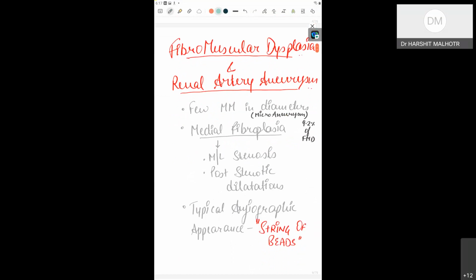Now, coming to the fibromuscular dysplasia and renal artery aneurysm, the correlation. Usually we see microaneurysms in these cases. They are a few millimeters in diameter, which is seen in 9.2% of FMDs. What we see is medial fibroplasia. Hence, there are multiple stenoses and post-stenotic dilatations, which are seen in these cases. Typical angiographic appearance because of multiple stenoses and post-stenotic dilatations is the string of beads appearance in fibromuscular dysplasia.